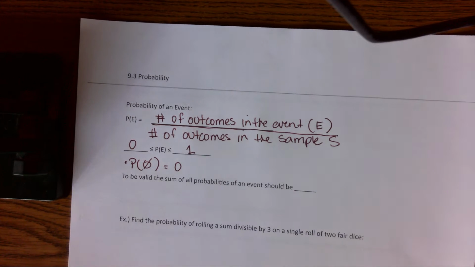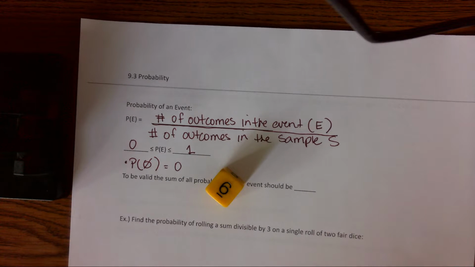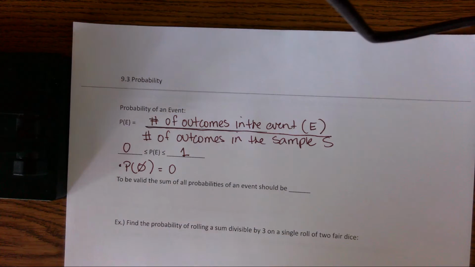So what I mean is, let's say I said to you, I'm rolling a 6-sided die. What's the probability I'm going to roll a 7? 0. There's no things that are in that sample space. There's no 7.